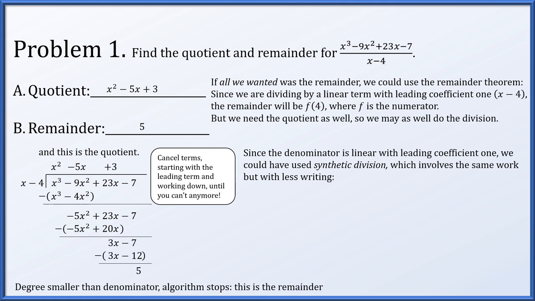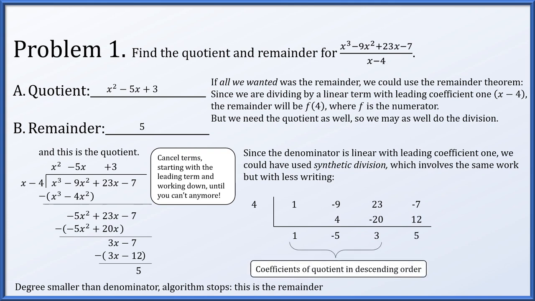Now our denominator x minus 4 was linear with leading coefficient 1. Synthetic division is a viable approach in this situation. It involves exactly the same amount of actual work, just with less writing. So we set up the coefficients of our numerator, 1, negative 9, 23, and negative 7. And then we set up what our denominator was, x minus 4, so we put a 4 there. We bring down the 1, we multiply it by 4, we add those together to get minus 5, we multiply by 4, we add those together to get 3, we multiply by 4, we add those together to get 5. Now these terms here are the coefficients of our quotient in descending order, x squared minus 5x plus 3, and this last term 5 is the remainder.